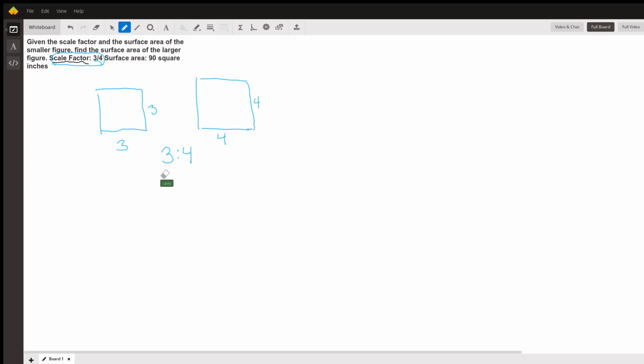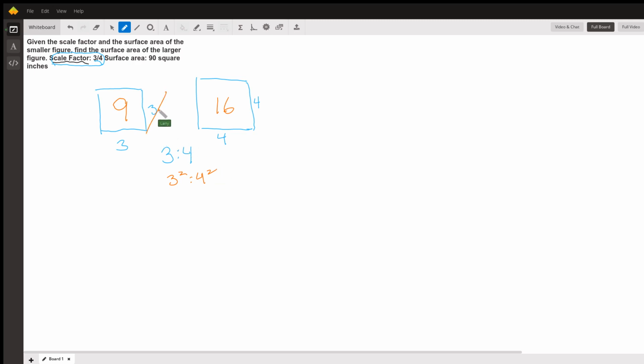So let's look at my two figures here. The smaller square has an area of 9, the larger has an area of 16. 9 to 16 is not 3 to 4. It is, in fact, 3 squared to 4 squared. So if you're looking at a linear dimension, you use the scale factor. If you're looking at an area, you square the scale factor.